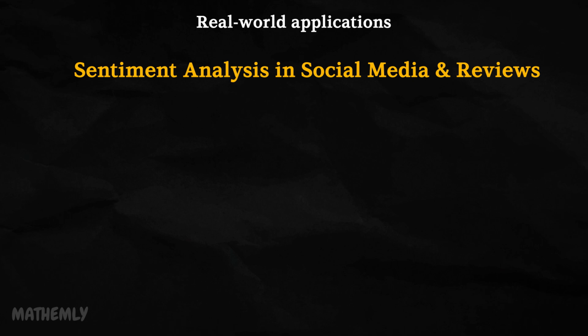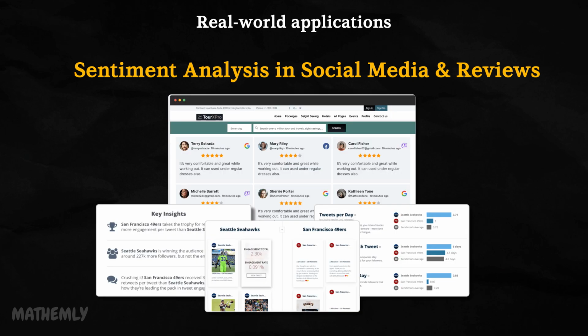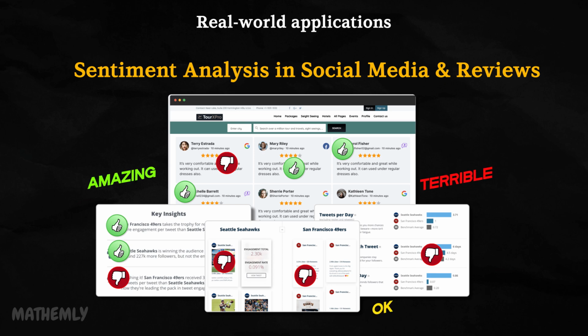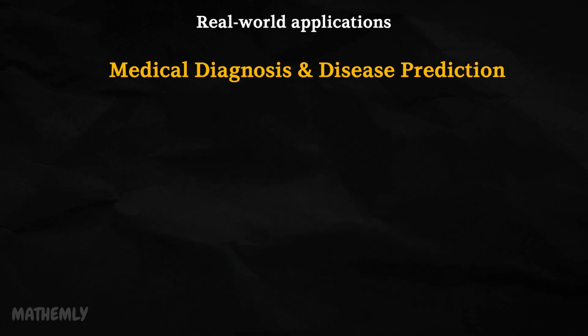Naïve Bayes classification is widely used in real-world applications where making quick and reliable predictions is essential. Let's explore some practical use cases where this simple yet powerful algorithm plays a crucial role. Sentiment analysis in social media and reviews. Businesses use Naïve Bayes to analyze customer reviews, tweets, and feedback to determine if people have positive, negative, or neutral opinion about a product or service. By processing words like amazing, terrible, or okay, companies can measure public sentiment and make data-driven decisions.